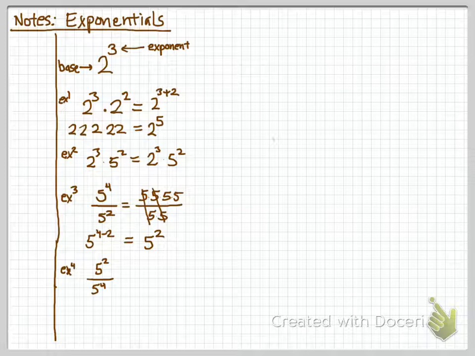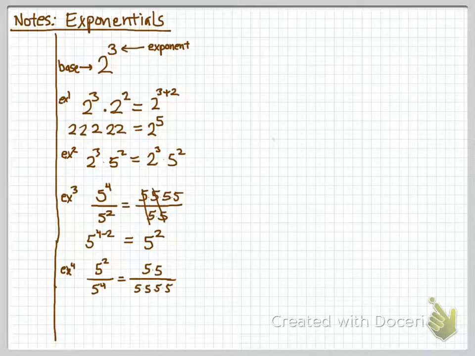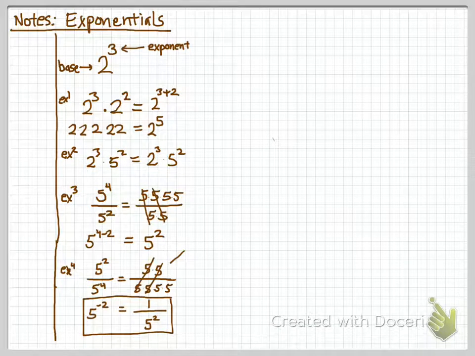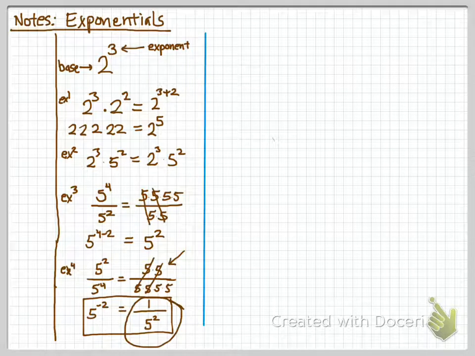Example 4, 5 to the second power divided by 5 to the fourth. Let's see what happens in that case. Well, there's 2 5's in the numerator, 4 5's in the denominator. Cancel out all those, we're left with 1 over 5 squared. Then if you subtract the exponents, 2 minus 4, that's 5 to the negative 2 power, which proves that 5 to the negative 2 power isn't a negative number, but it actually gives you that fraction there, which is still a positive number.